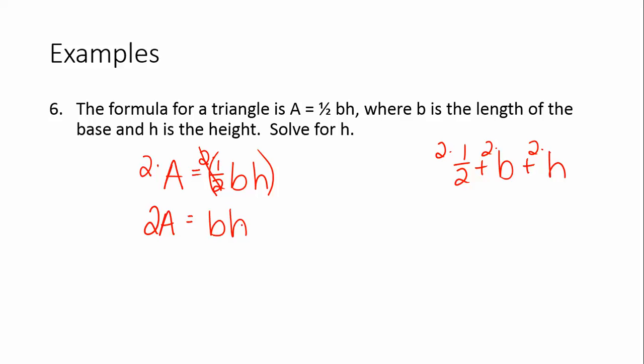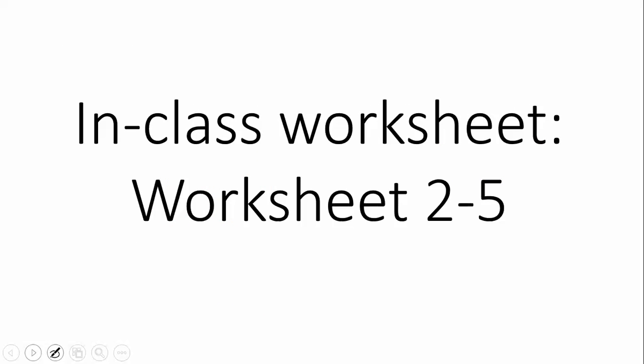We're trying to solve for h. Right now it has a b being multiplied to it, so in order to undo multiplication we are going to divide by b. So we get h equals 2a all over b. In class, we'll work on worksheet 2.5, and the important thing to remember here is just that this is an undoing or a rearranging of an equation.